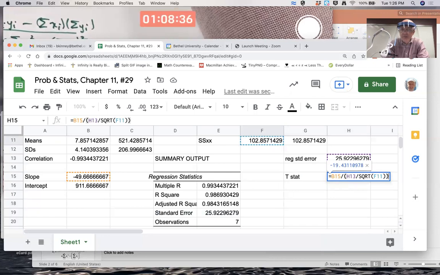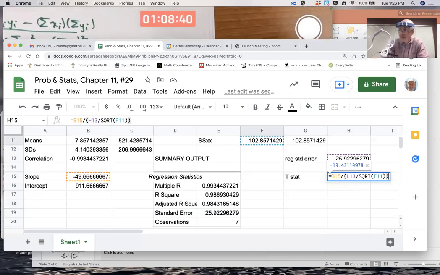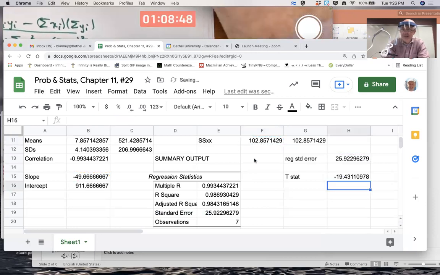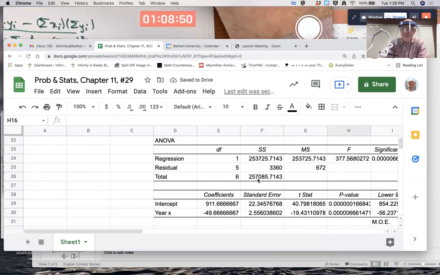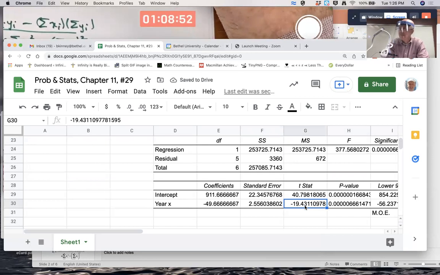That number should look familiar, negative 19.4. Yeah, it was in the table at the bottom. That's what we've been doing the past 20 minutes, trying to confirm that. Negative 19.4. Yes, it's right there. And that's a pretty extreme t-stat, pretty far from zero. The p-value is very small.